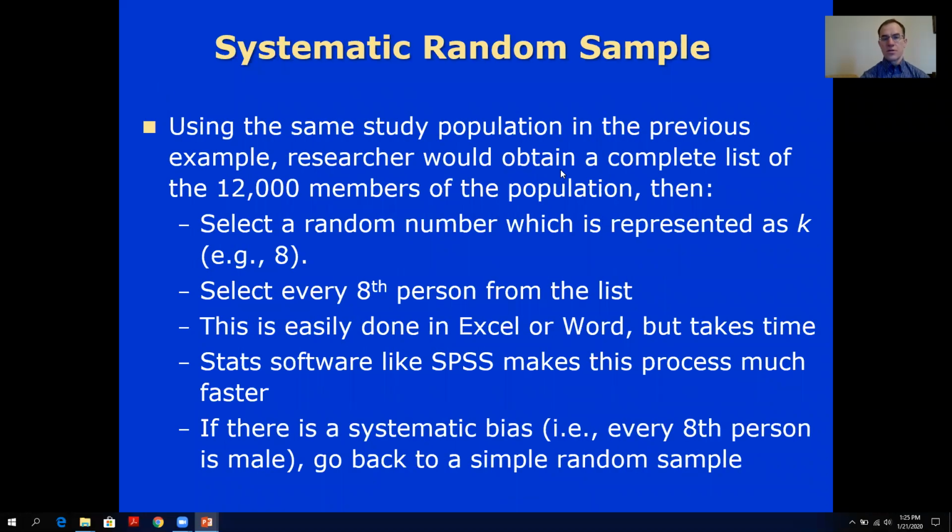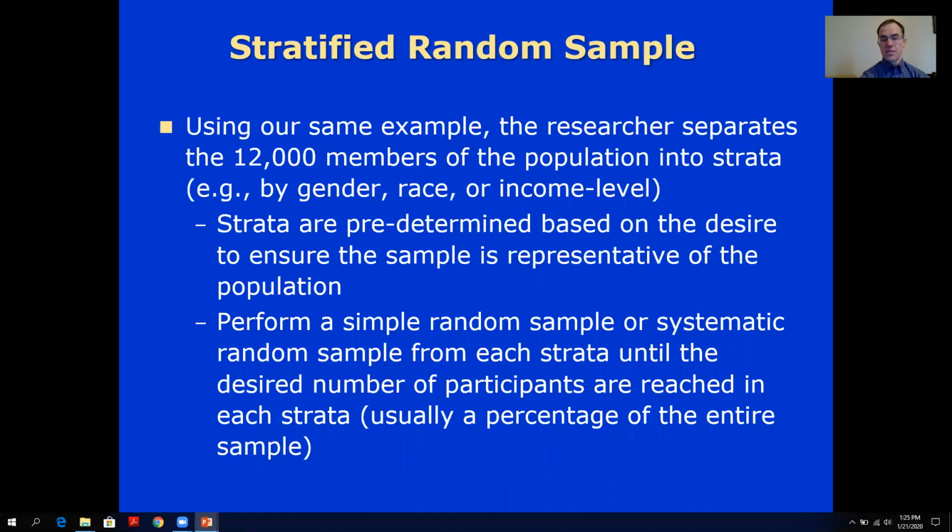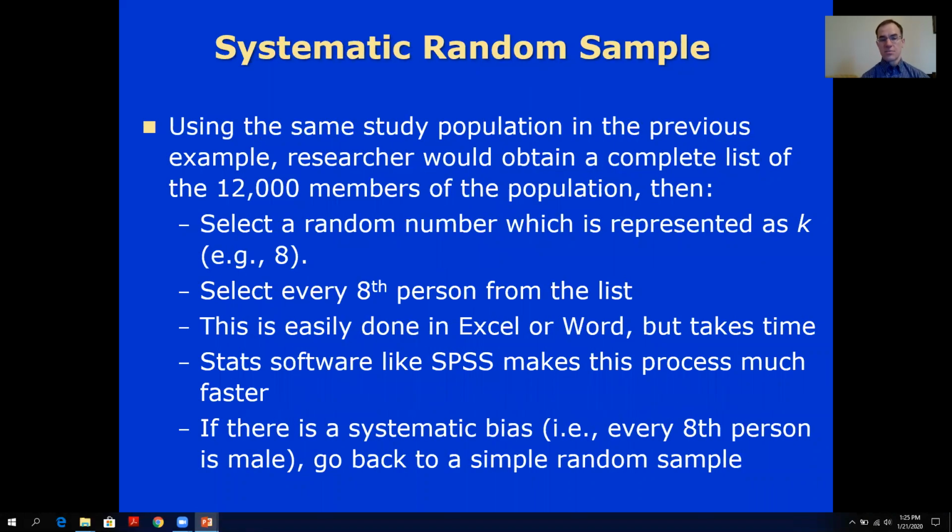So another type of random sampling is systematic. This is using the same study population as we just talked about, but researchers would obtain a complete list of the 12,000 members of the population and then select a random number, which is represented as K. In this case, let's say every 8th individual the person would select. Well, this can be easily done in Excel or Word, but it does take time. And some stat software, like SPSS, may make this process much faster.